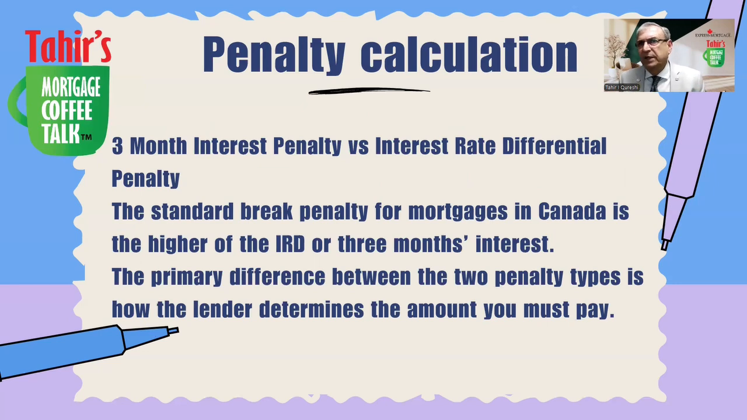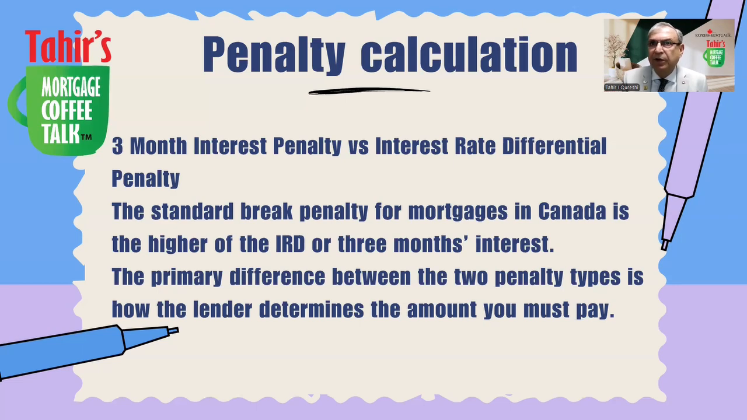Now, penalty calculation, 3-month calculation. We're going to say 3-month interest penalty versus interest rate differential penalty. There's a difference: one is variable, one is fixed. So we're going to do the calculation toward the end. We're getting there, and I will show you.